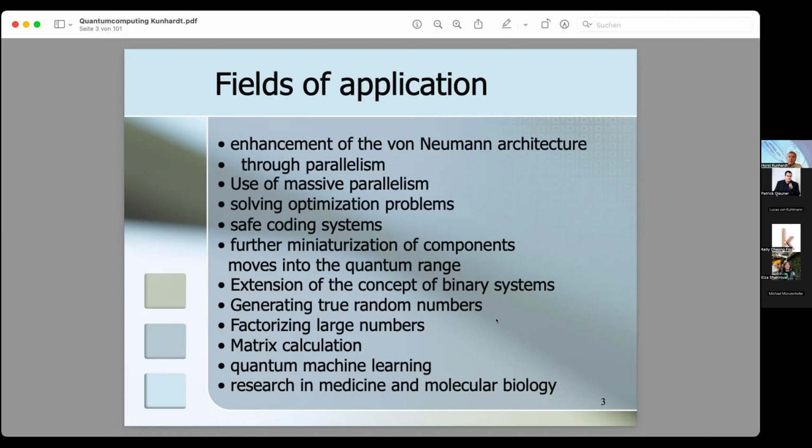Generating random numbers is needed in a lot of scientific fields, let it be computer science or data security or whatever other fields. So the true random generators are solved nearly by quantum computers or quantum computing, or the factorization of large numbers, matrix calculation, and so on. Nowadays, we have an application field in machine learning, and the research in medicine and molecular biology, especially genomics, can be supported by quantum technology.